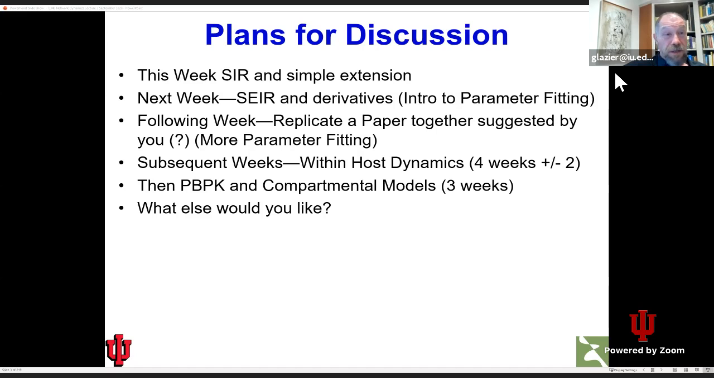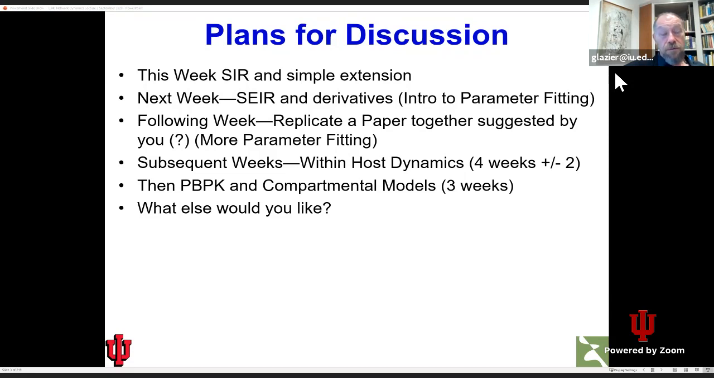We'll do a teeny bit of parameter fitting this week, courtesy of Josh helping us, but very much by hand, not by computer. And then next week we will do some actual parameter fitting. And we'll discover that parameter fitting isn't so much fun, but it's part of life, and so we have to get used to it. And then my hope would be that if people have a suggestion for a SEIR type model paper from the ones that we've been looking at or elsewhere that we would like to replicate together, we could try that, especially if it's paired with experimental data.